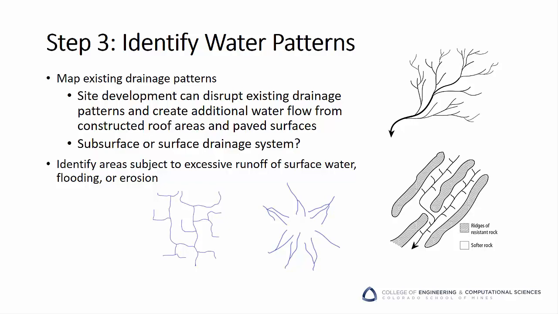Now that you've placed your building to optimize soil and slope considerations, it's time to identify water patterns at the site. Map existing drainage patterns. Site development can disrupt existing drainage patterns and create additional water flow from constructed roof areas and paved surfaces. Should you be using a subsurface or surface drainage system? Identify areas subject to excessive runoff of surface water, flooding, or erosion. Let's take a quick break here and check your understanding.